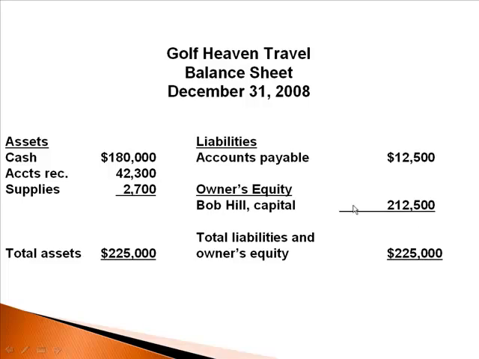And when we add our total liabilities and our total capital number from our owner's equity section, we see that total liabilities and owner's equity is $225,000, which is the same as our assets. They are in balance, thus a balance sheet. And if we look at it, the accounting equation, assets equals liabilities plus owner's equity.